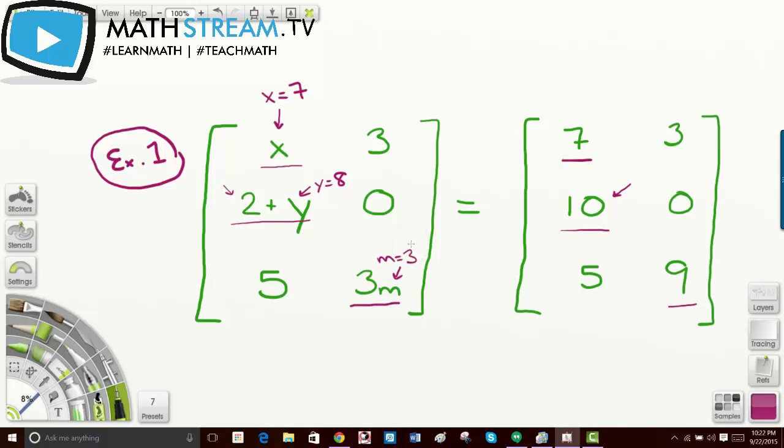And that is it. That's all there is to equal matrices. That probably has got to be one of the easiest topics that we'll cover all year. So that's that, and we'll talk about matrix equations in the next topic.